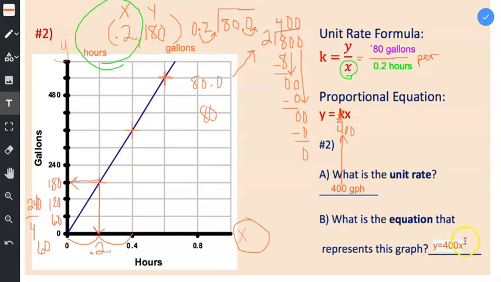And please, please do not forget the X there at the end. A lot of kids forget to write that X. That's the most common mistake I see with the equations. We've written the unit rate, we've written the equation, we've completed this problem.